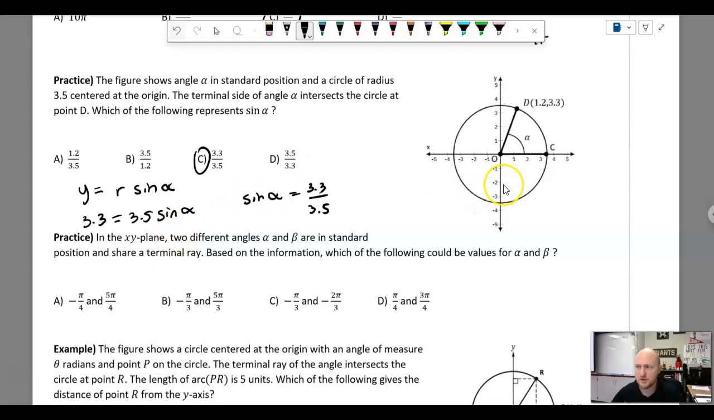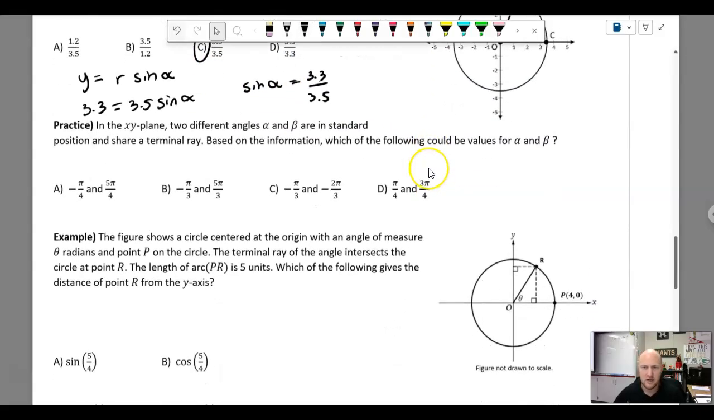Okay, hopefully you solved this one. They want sine alpha, so that's going to incorporate your y value. Y is equal to r sine alpha. So my y value, 3.3, is going to be equal to 3.5 times sine alpha. We divide by 3.5, and you get sine alpha. C. Okay? All right, next practice problem.